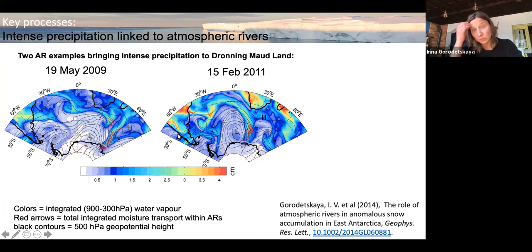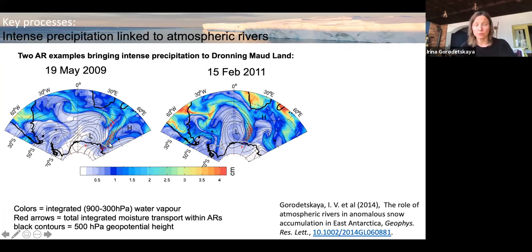Overall, the definition of atmospheric rivers is that they are long corridors of anomalous moisture transport, and they're mostly associated with extratropical cyclones. Here we are talking about atmospheric rivers which have a strong meridional component and which are reaching the polar regions. I'm showing two examples of atmospheric rivers reaching Antarctica.